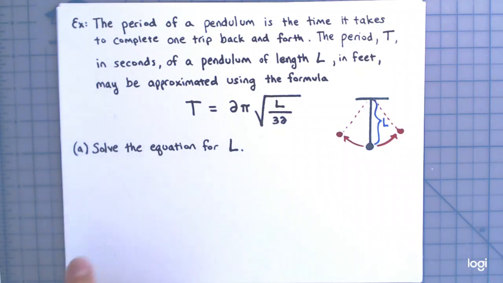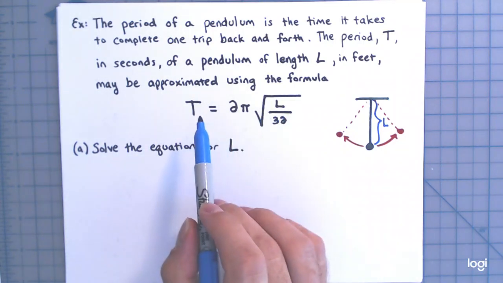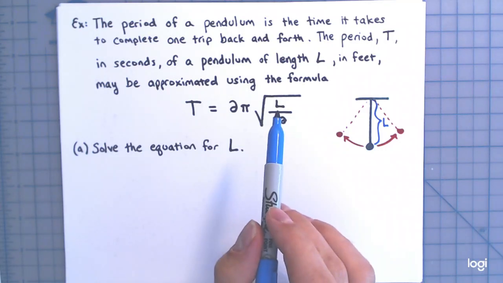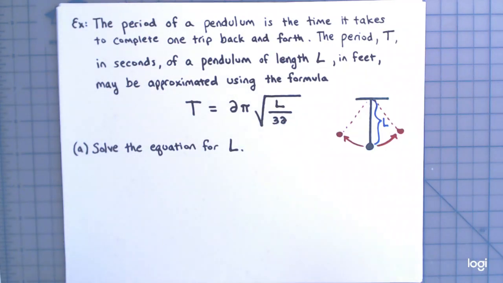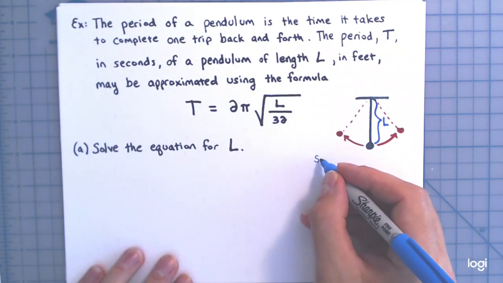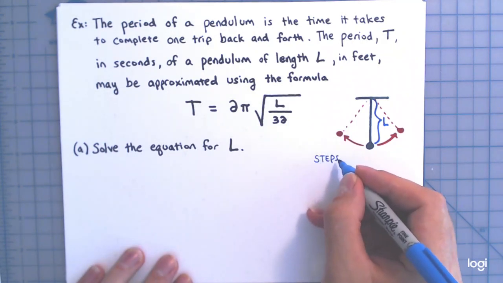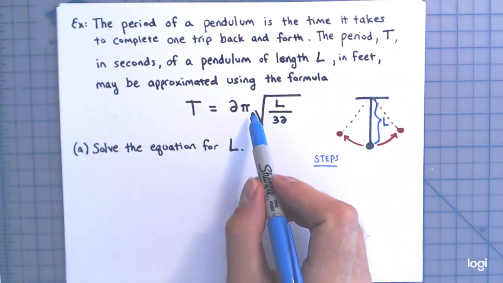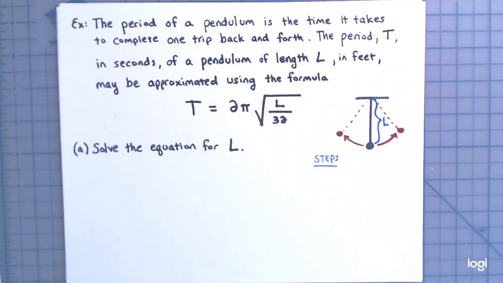So part A, we're asked to solve the equation for L. Right now it's solved for T. T is alone. What I would like in part A is to get L alone. So I'm going to write up some steps here. I'm going to follow the same steps that I followed in a previous video of mine where I was solving an equation containing one radical. There is only one radical in this equation.